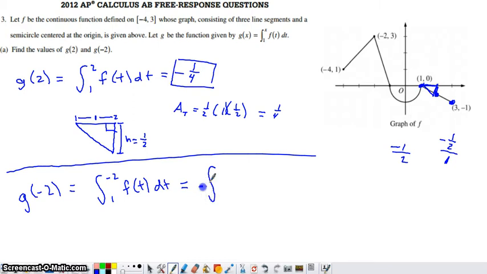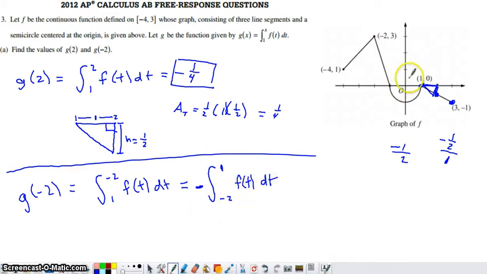We're always allowed to change the limits of integration, exchange them with each other, as long as we change the sign out in front of the integral. So I'm changing the sign out in front of the integral, flipping the limits of integration. Now I need to figure out what the value of this integral is.